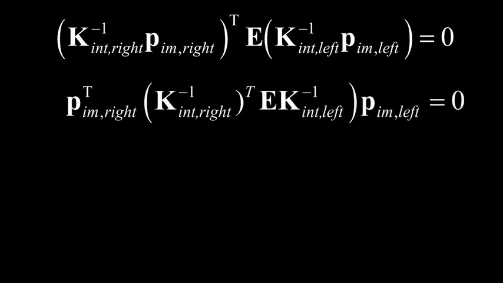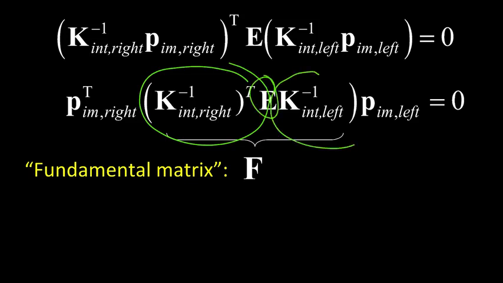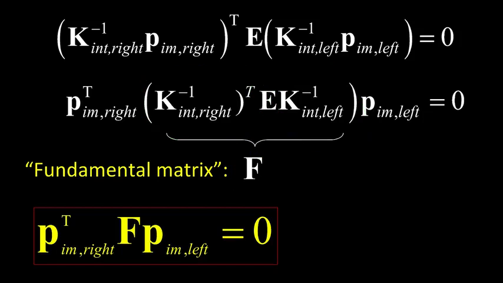So I can regroup using the associative property here such that here I have the transpose, and that's where this comes from. And then what I can do is combine this whole thing: the K inverse of the intrinsics from the right, transposed, times E, times K inverse of the intrinsics on the left. Remember, I don't know what they are, but I just know they exist. And I'm going to call that whole thing F. And when I do that, I end up with this beautiful equation.